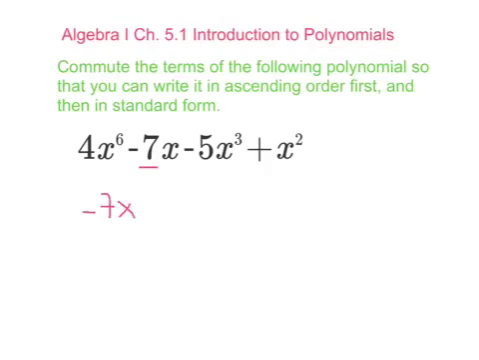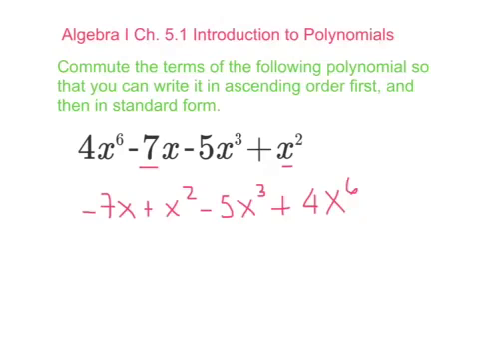What would be the next? The next biggest would be x squared, and it's positive. This one here, so it's x squared, right? The next one would be negative 5x to the 3rd power, and finally 4x to the 6. See how easy this is? So this polynomial that we just wrote is not written in standard form but in ascending order.